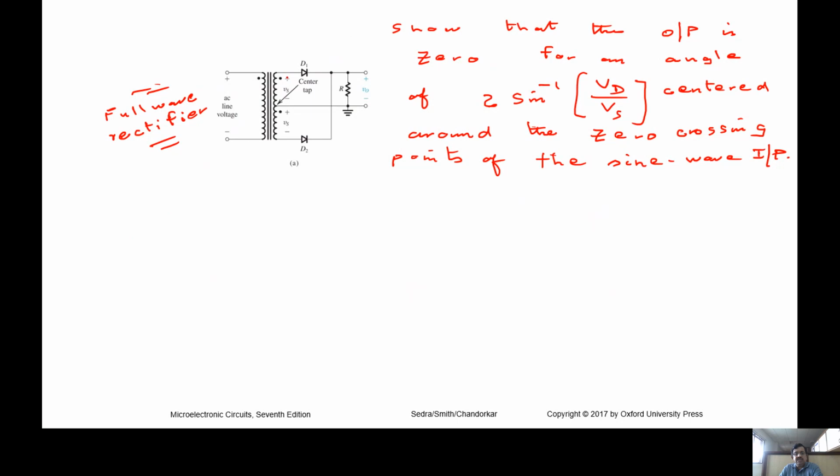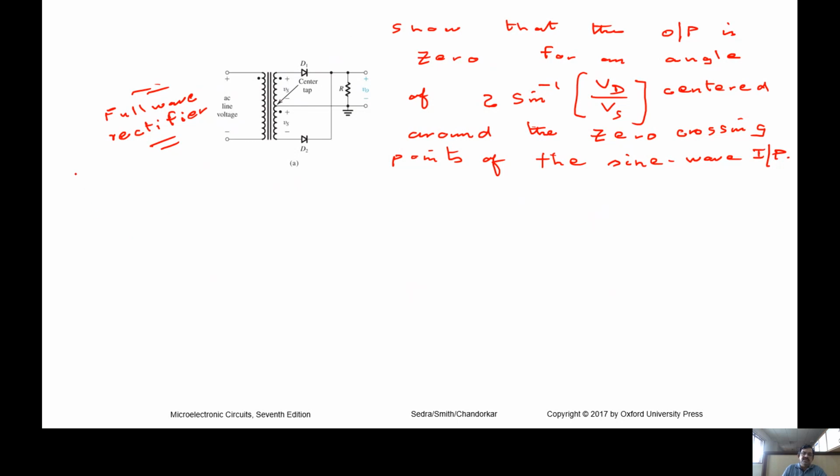The advantage of using these two diodes is that we are going to get output not in one half of the input cycle, but in both halves, because one of the two diodes is always on. So there is no issue here. We will be able to effectively use the input signal. That is the crux of the full wave rectifier. Now, we want to find that the output is 0 for an angle centered around the zero crossing points of the sine wave input.